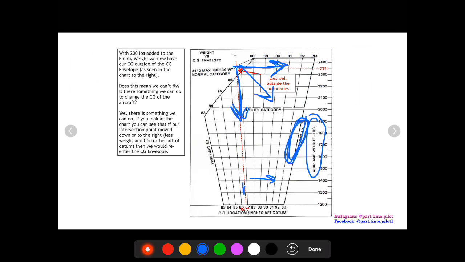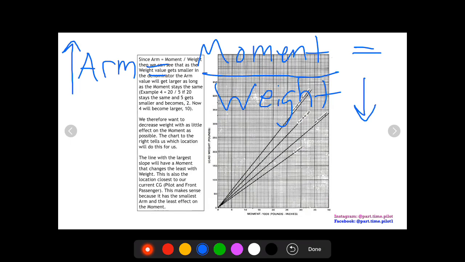If you remember, we wanted the weight to go down and the arm to go up. We want to go down and to the right on this chart. Okay, so how do we do that? Well, we can use this chart that's in our POH or AFM. It is a weight versus moment chart.